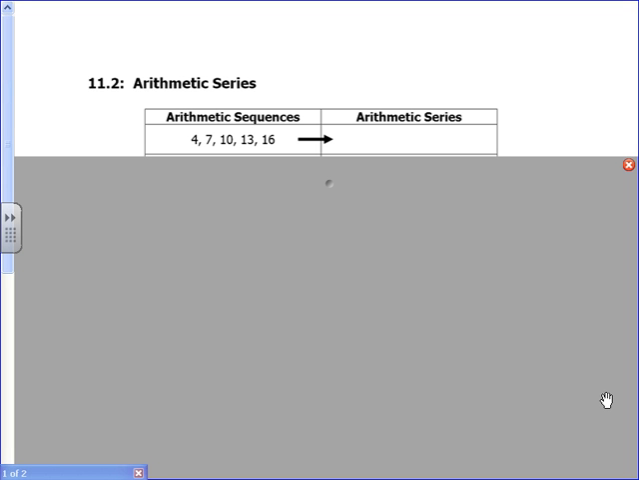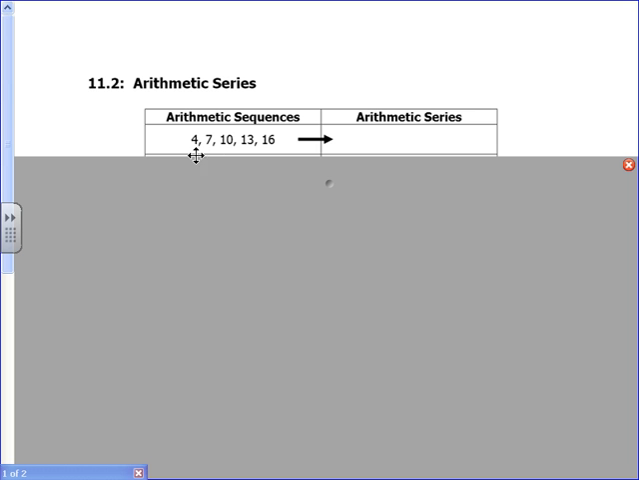Okay, this is video 11.2 on arithmetic series. First of all, let's start off by talking about arithmetic sequences, which is actually a concept that's introduced to you in as low as 6th grade. An arithmetic sequence is when you go from one number to the next number and you have a pattern that maintains the same throughout the entire sequence.